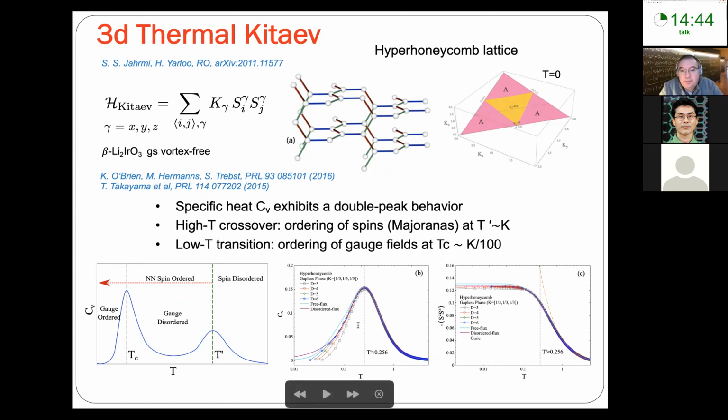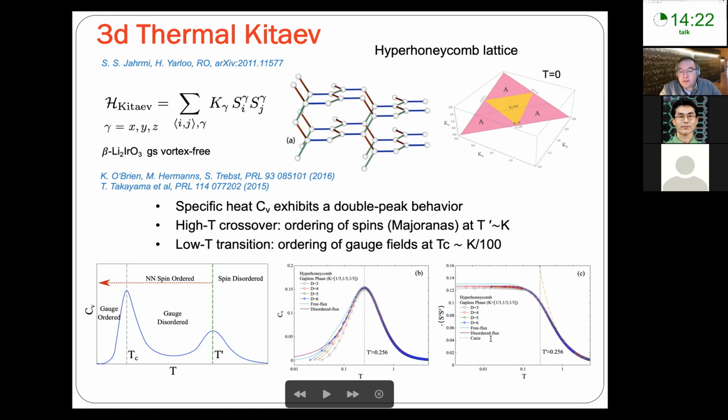So this is the high temperature peak that we observe here, which happens around T prime 0.256. You see that it's actually pretty well converged in the high temperature region for bond dimensions up to 6, and we even compare it to some analytical calculations. That's for the specific heat.